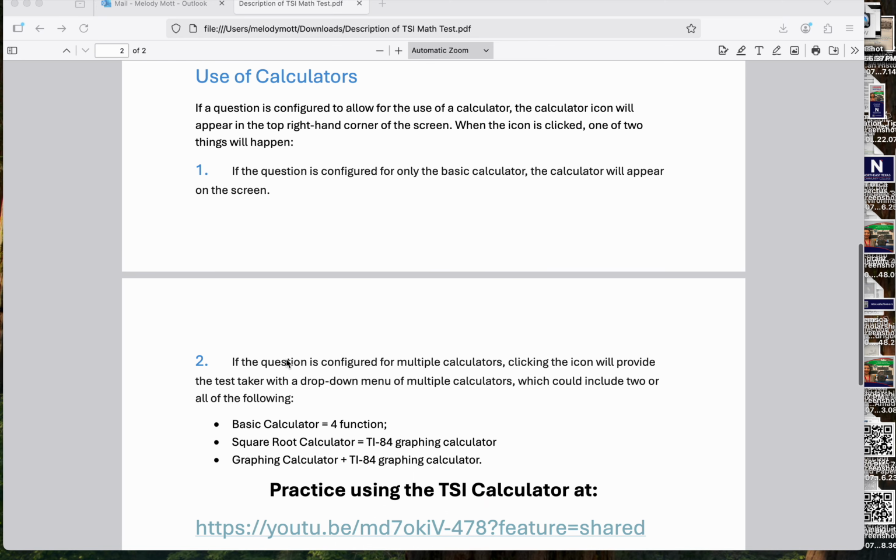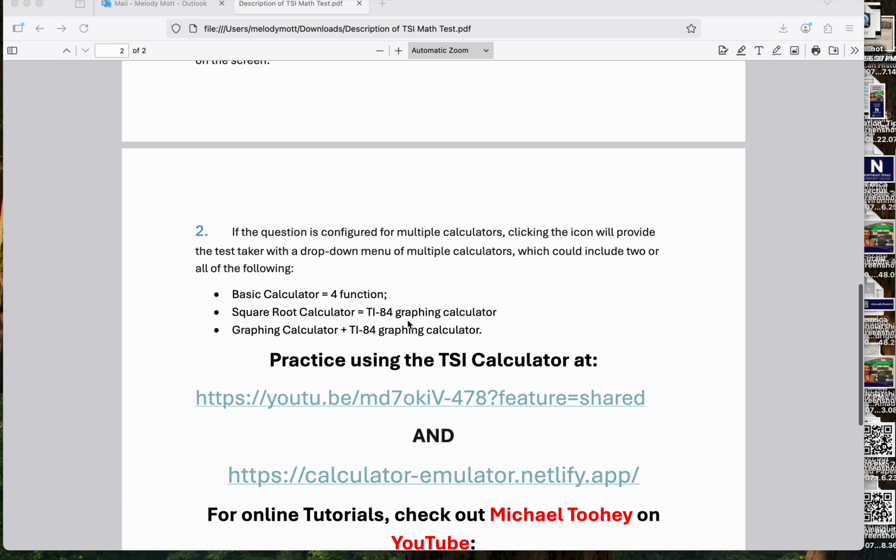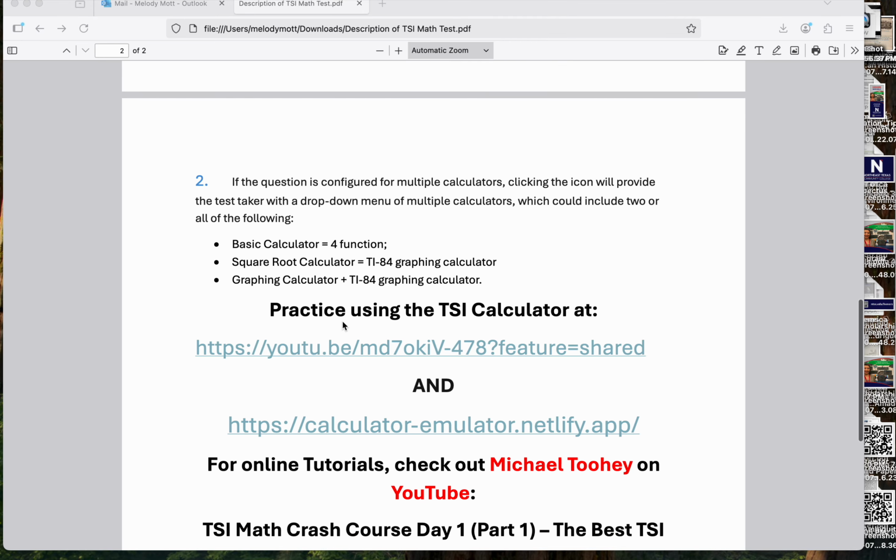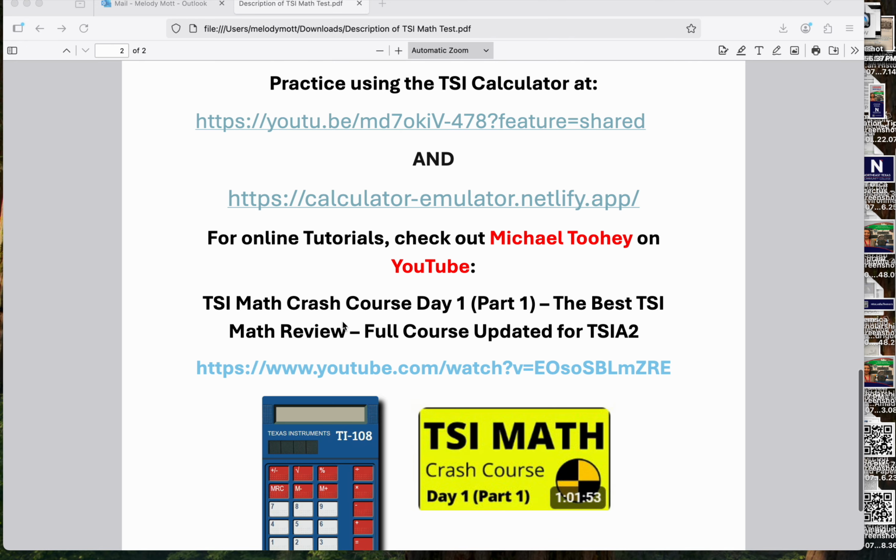Using the calculator for the test, which will take some time for you to get used to, you'll be allowed one of 3 calculators for the test. They will pull up depending on what is available for that question. Most questions will only allow you to use a 4-function basic calculator. If the question allows it, it will give you the option to take the square roots of numbers or to graph. And so that's going to be dependent on the question that you're given.